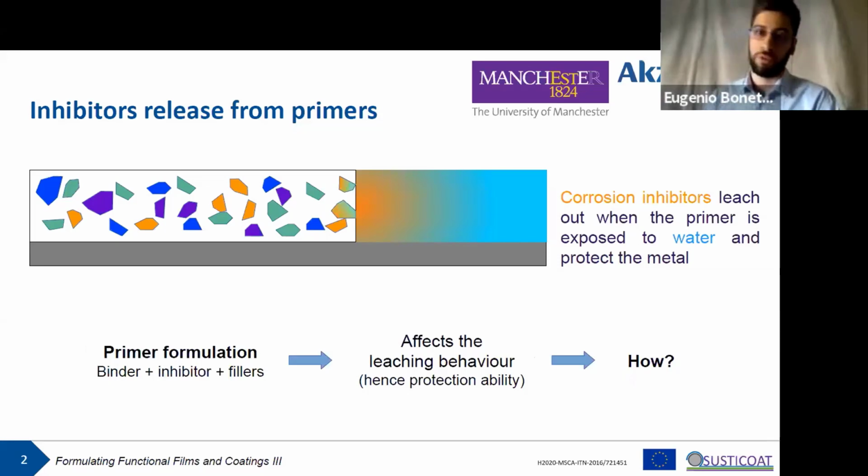The formulation of a primer is quite complex. The coating is made of a polymeric binder containing several different particles, including the corrosion inhibitor, but also fillers, which are usually regarded as inert. The formulation of a primer affects its properties, in particular the leaching behavior, which is fundamental for the ability of the coating to protect the metal, because the leaching provides the active species for the protection.